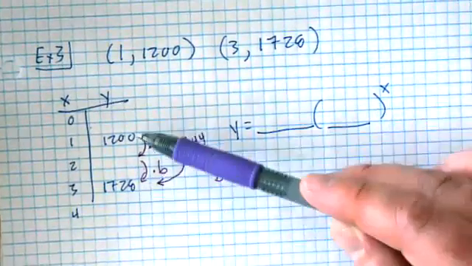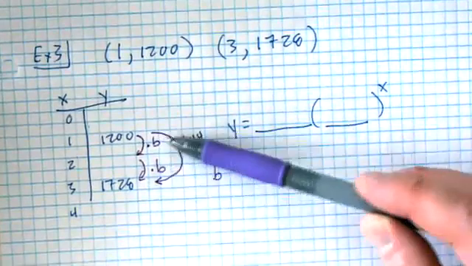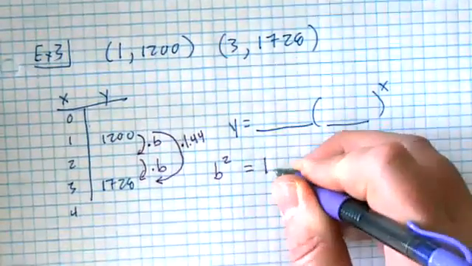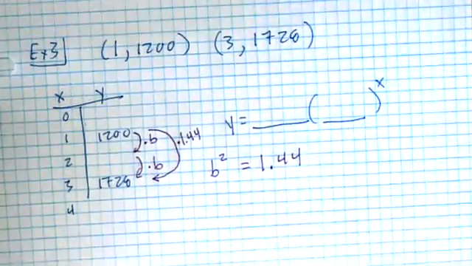Third number divided by the first one gave me that 1.44. Now that includes both of those B's, right? That's 2 steps, gets us 1.44. So B squared equals 1.44. And then I just need to solve that equation. How do we solve that?